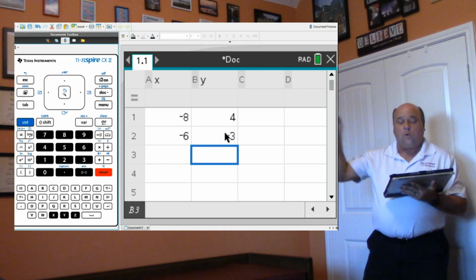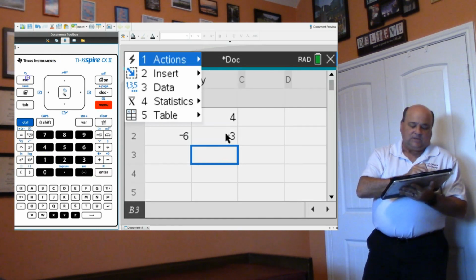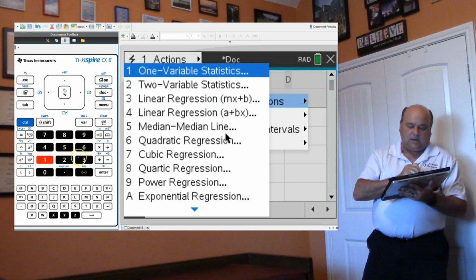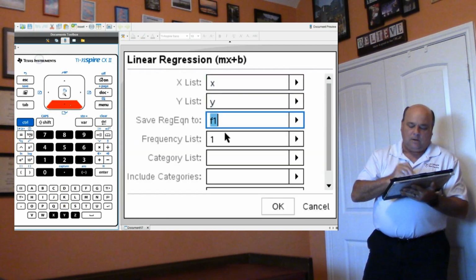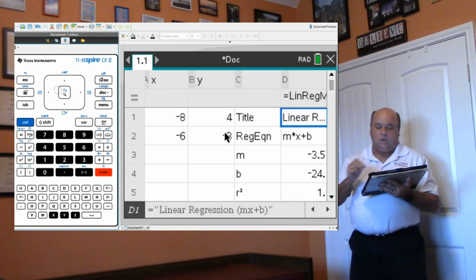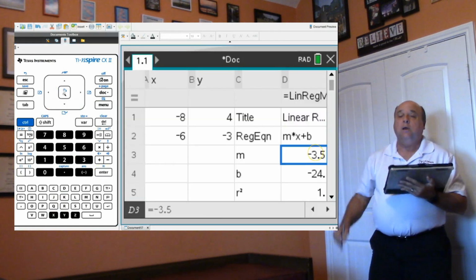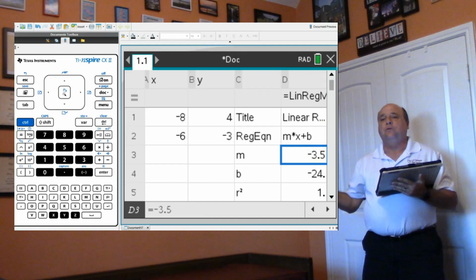I'm going to do menu 4, 1, 3. Menu, statistics, 1 for stack calculation, linear regression 3, X down, Y down, enter. And bam, there's my slope. -3.5 is to the right of M.